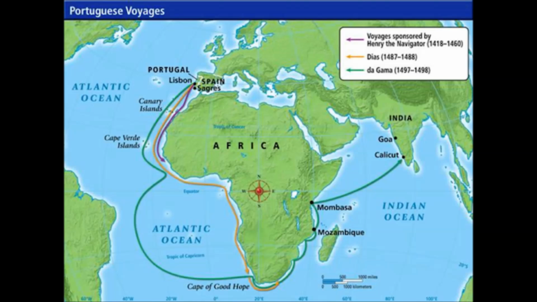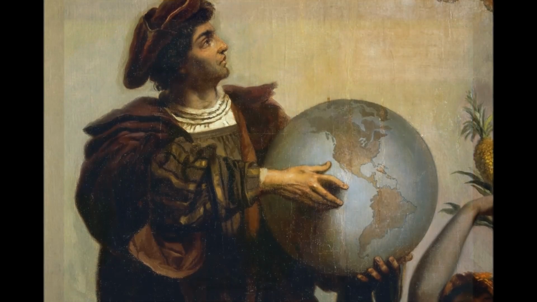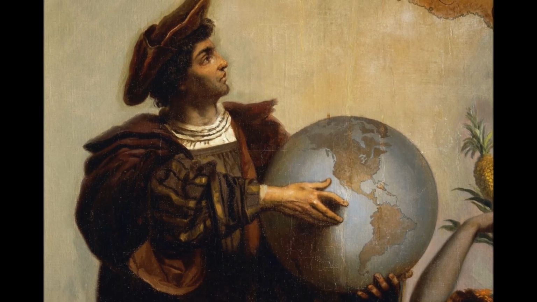Well, the newly unified Spanish nation wanted a cut of the imperial riches, and Christopher Columbus was sent out to search for a possible new route to Asia. After 30 days of sailing, he sighted land. Thinking he was in India, he called the natives, wait for it, Indians.